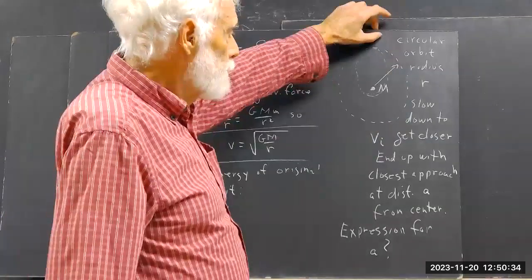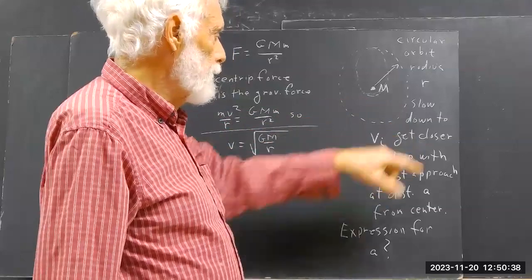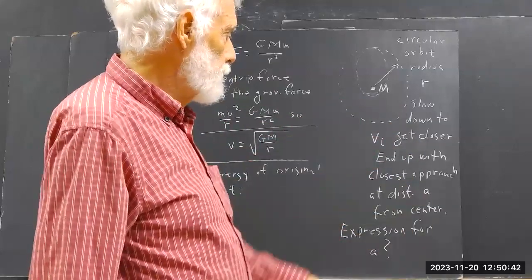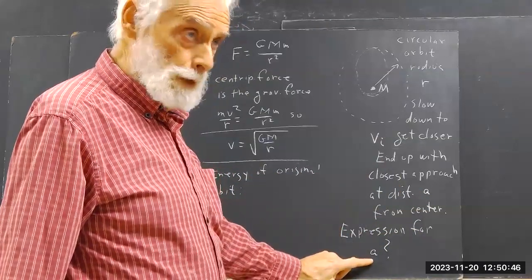So we have a circular orbit of radius r. We're going to slow down to some velocity v sub i to get closer to the planet. We're going to end up with closest approach at distance a from the center. What's the expression for a?